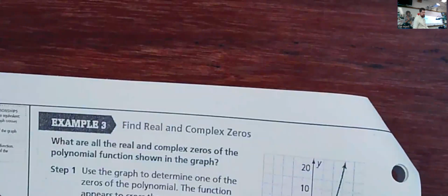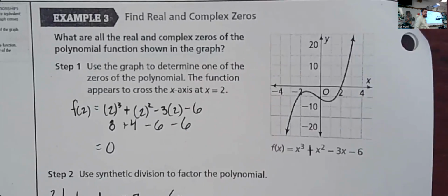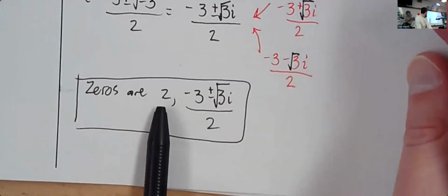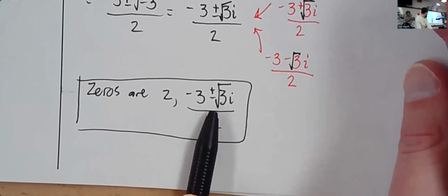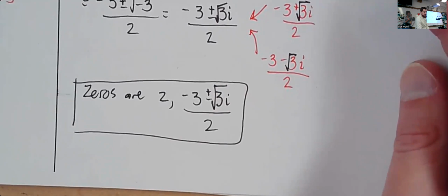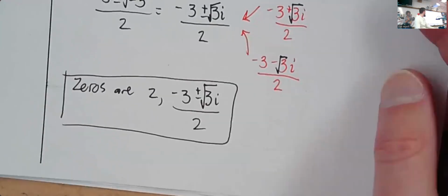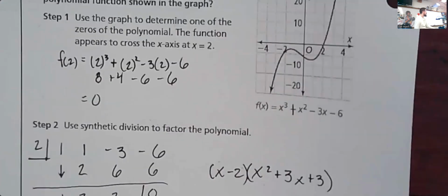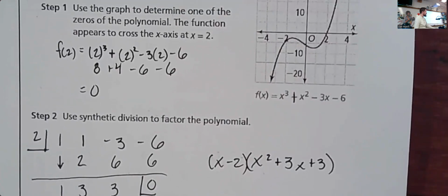So if we look at example 3, we did this one yesterday. We had a real root at 2, and then we had 2 imaginary roots, one at -3 plus the square root of 3i over 2, and then the other one at -3 minus the square root of 3i over 2. How does that differ in terms of the zeros when we actually use the graph? Yeah, the complex roots don't show up on the graph. Only the real roots do.